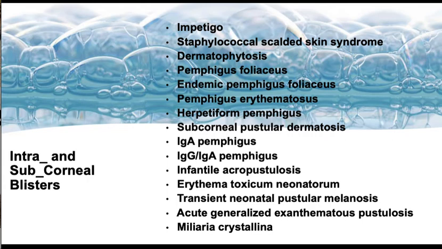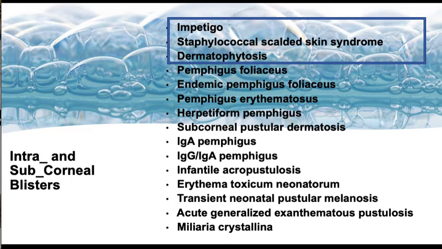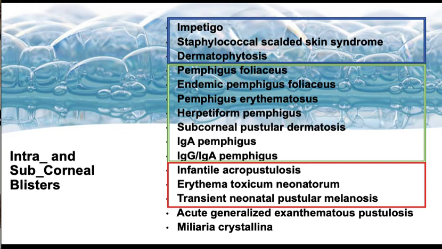We start with the intracorneal and subcorneal blisters, and I like to divide them into groups. The first is impetigo, staphylococcal scalded skin, and dermatophytosis, basically infection. Rarely will you see impetigo or staphylococcal scalded skin syndrome, but for sure you will see a lot of biopsies where a fungal etiology is the main cause of blister formation in the corneal layer. The other group is the autoimmune category. All these diseases involve an autoimmune mechanism, meaning an autoantibody attacks the epidermis or the basement membrane, causing blister formation. The third group is the one that happens in children, and when a biopsy is from a kid, you should think about those three diseases.